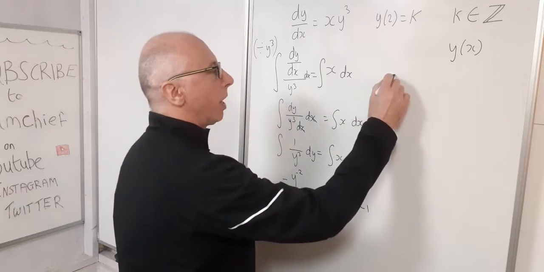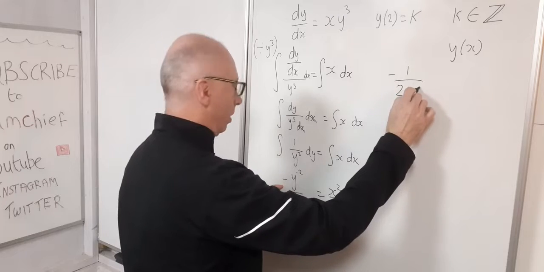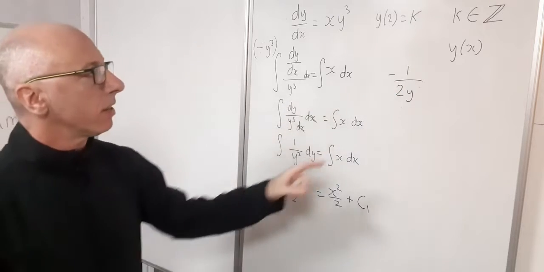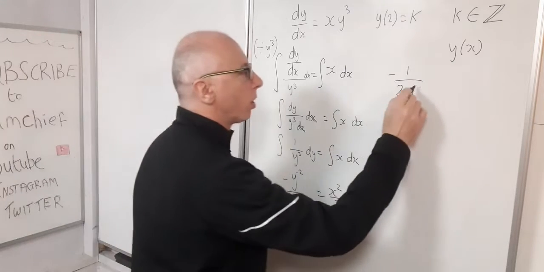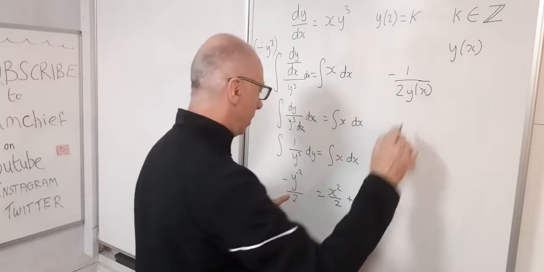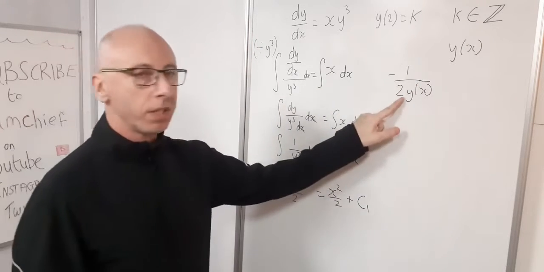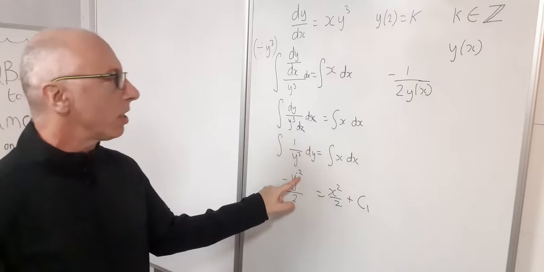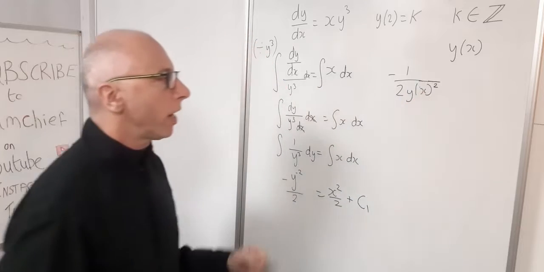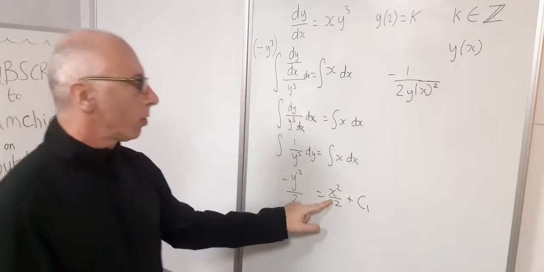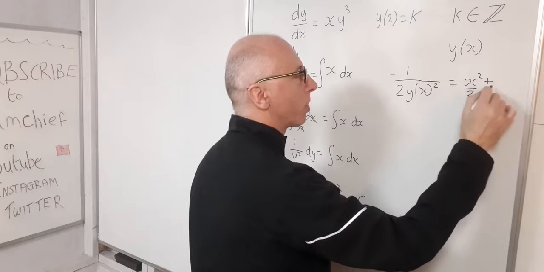So now I've got minus 1 over 2y. I'm going to call this y of x because our goal is to find this solution here. So 2y of x takes care of all of that, but with the squared term. The 2 is this one, but I've got to take into consideration this minus 2, which when I bring it to the denominator just becomes a positive squared of all of that. Then that equals x squared over 2 plus c1.